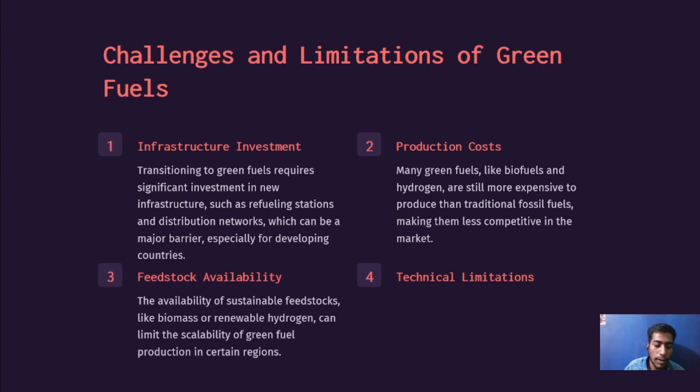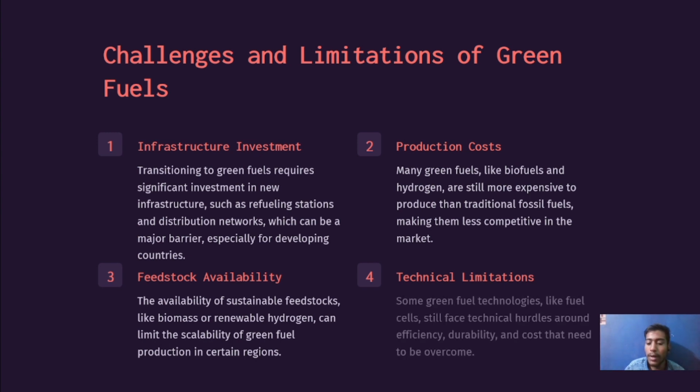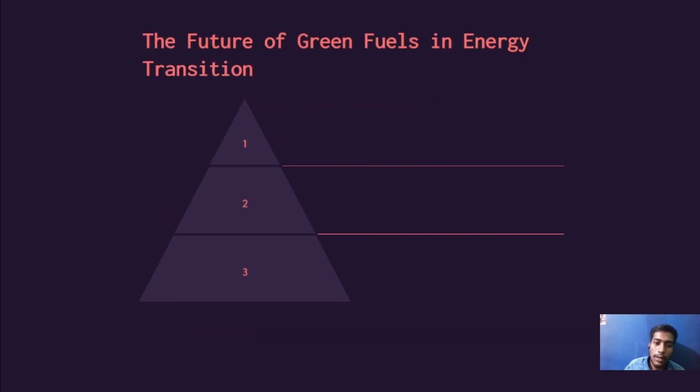And feedstock availability: the availability of sustainable feedstocks like biomass or renewable hydrogen can limit the scalability of green fuel production in certain regions. The last one, the fourth one, is technical limitations. Some green fuel technologies like fuel cells still face technical hurdles around efficiency, durability, and cost that need to be overcome.